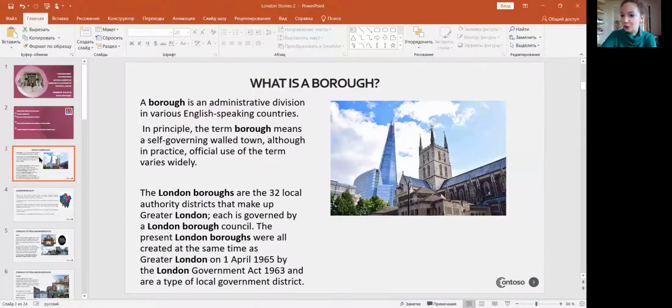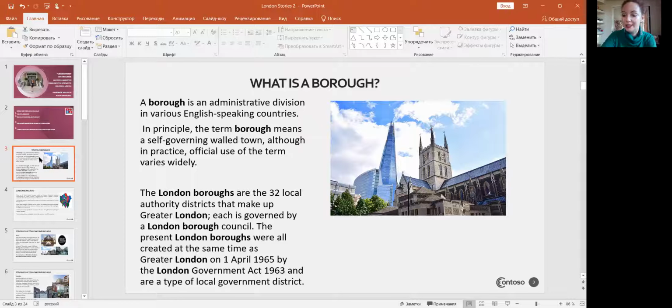So, what is a borough, first of all? A borough is an administrative division in various English-speaking countries. In principle, the term borough means a self-governing walled town, although in practice, official use of the term varies widely. The London boroughs are the 32 local authority districts that make up Greater London. Each is governed by a London Borough Council. The present London boroughs were all created at the same time as Greater London on April 1st, 1965 by the London Government Act 1963 and are a type of local government district.